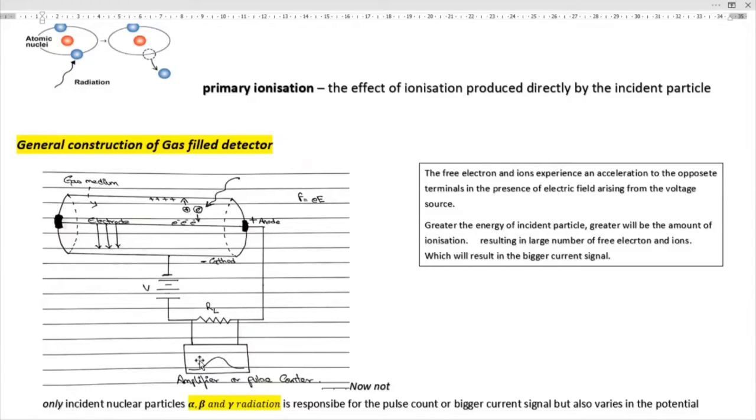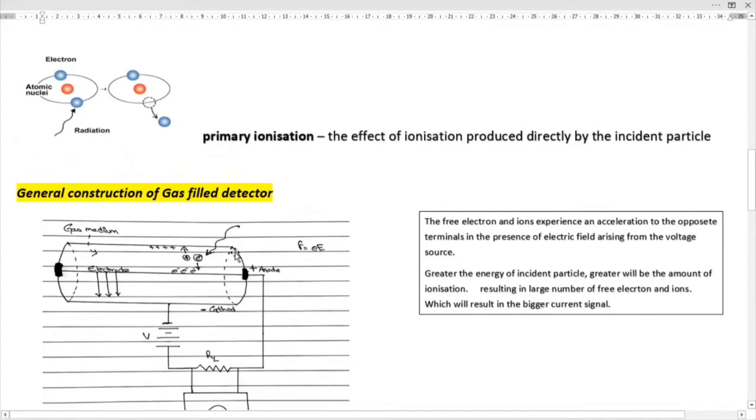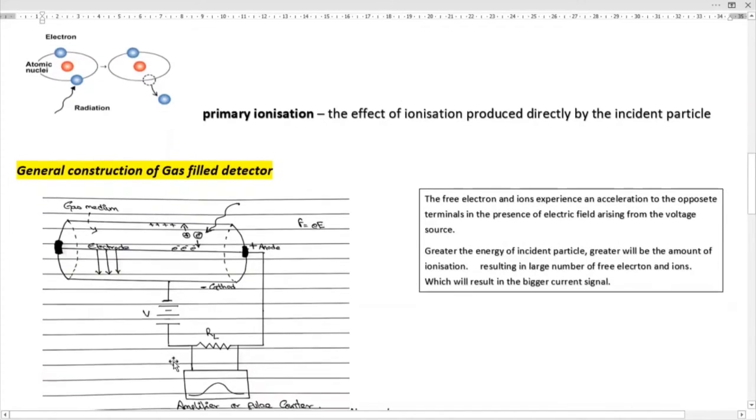So, as we know, the principle of the gas filled chamber is also ionization. So the greater the energy of the incident particle, the greater will be the ionization, resulting in a greater number of free electrons and positive ions, which results in a greater current signal inside the detector.